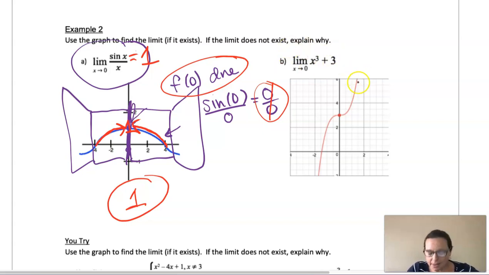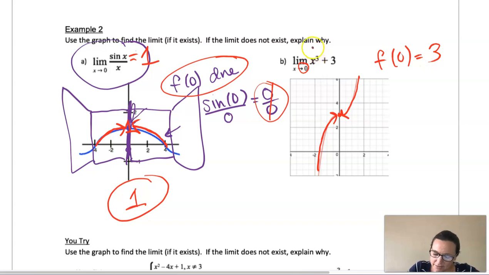Over here in part B, I can see the same thing. Actually, this is one of those cases where the function is filled in right there. The left side of the function and the right side of the function as x approaches 0, and f of 0, are all the same. And in this case, they equal 3. I can see that if I plugged 0 in for x, I would have 0 to the third power plus 3, which of course is 3.